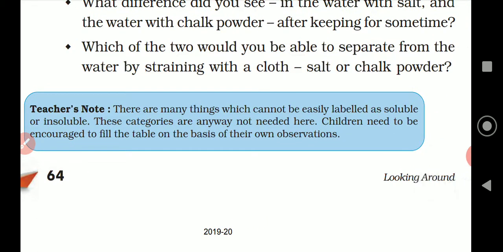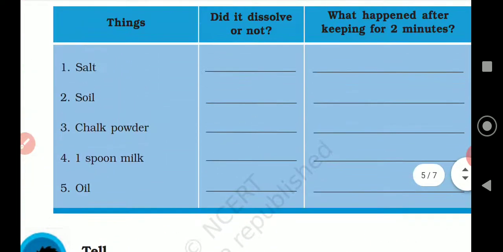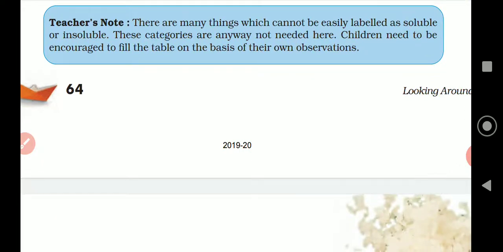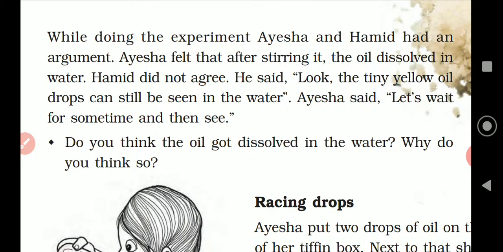So, there are many things which cannot be easily labeled as soluble or insoluble. Soluble means which dissolves and insoluble means which does not dissolve in water. Okay, so these categories are anyways not needed here. Children, you need to fill the table on the basis of your own observation. As you have seen in the table, you have to tell me whether salt dissolves, whether soil dissolves, whether chalk powder, milk and oil dissolve or not on the basis of your observation. So you have to do this activity and then tell me whether it got dissolved or not.